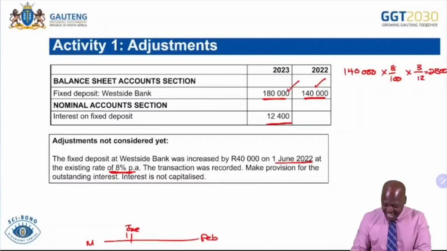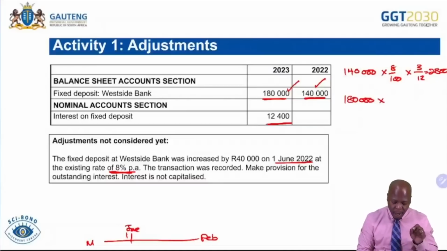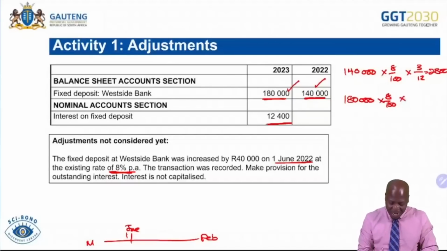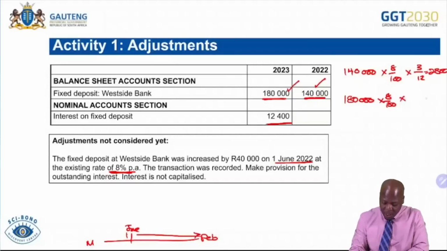To 180. All right, so I now come here and I'm going to have 180,000. Are you still following? Remember, they said the interest rate remained constant, the existing rate of 8%. So I'm going to multiply by 8 over 100, times how many months now? Times 9. Remember, it has to be over 12. The 9 is from the 1st of June until the 28th of February. So it's going to be times 9 over 12.